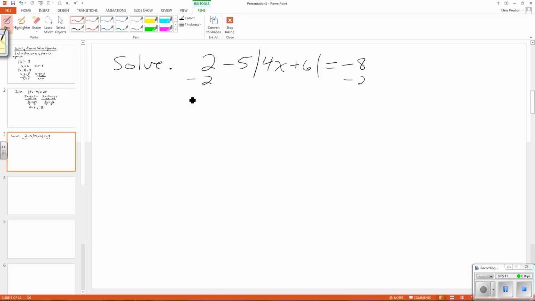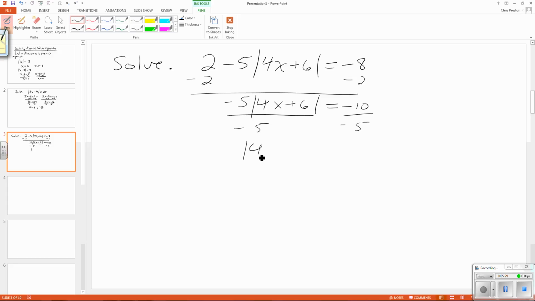Remember, it's kind of like doing the order of operations in reverse. You start with the adding and subtracting things, separate terms first. -8, -2 make -10. And then I want to get rid of this multiplier of -5. Remember that sign is with the 5, so divide both sides by -5. And I get the absolute value of 4x plus 6 equals 2.